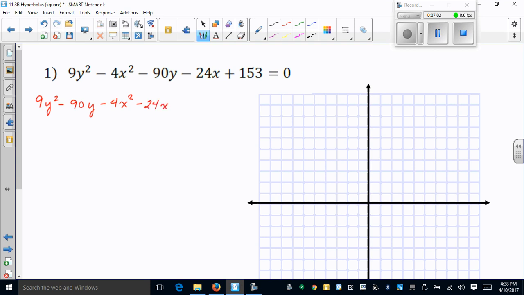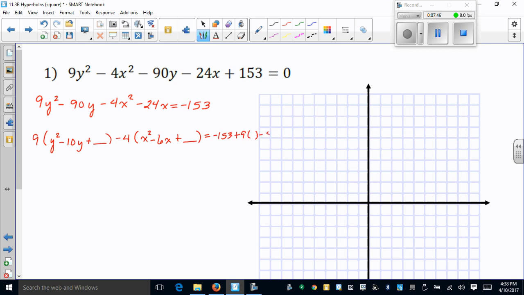Okay, so the next step, since we've got our y's grouped together, is to factor out this guy. So I have 9 times y squared minus 10y plus some number, minus 4 times x squared minus 6x plus some number, equals negative 153 plus 9 times some number minus 4 times some number.